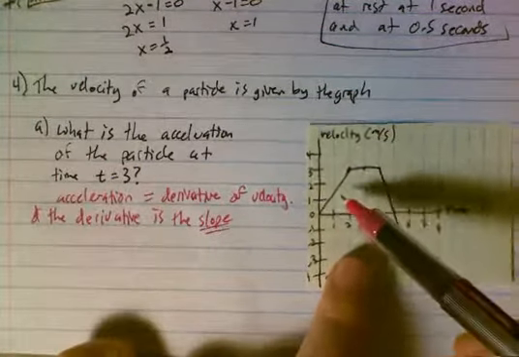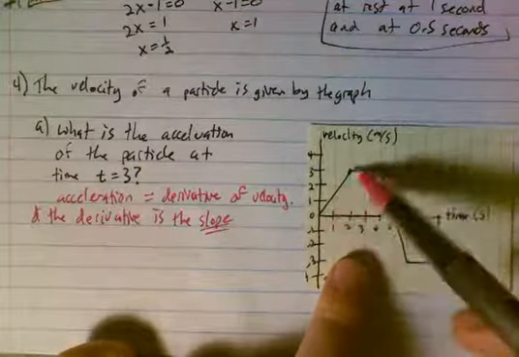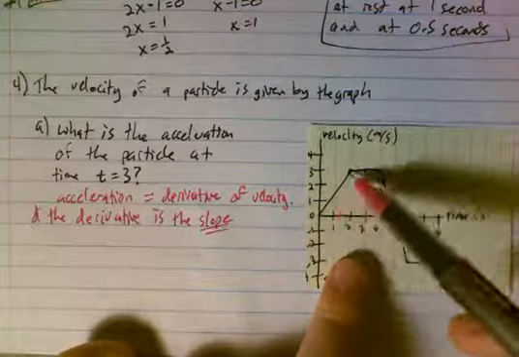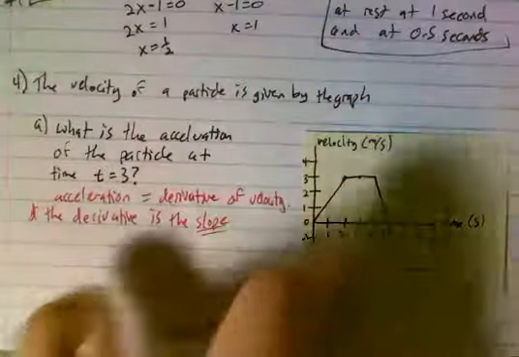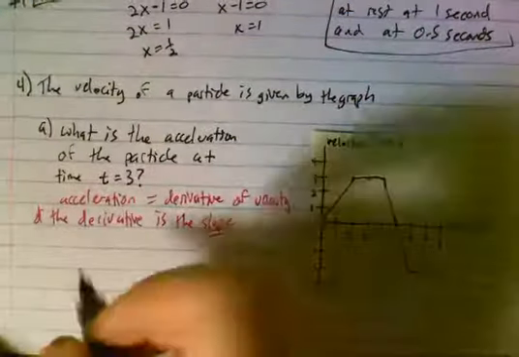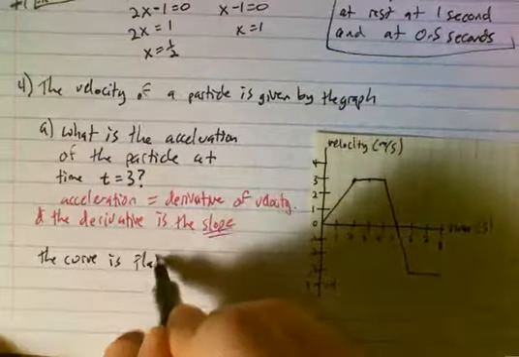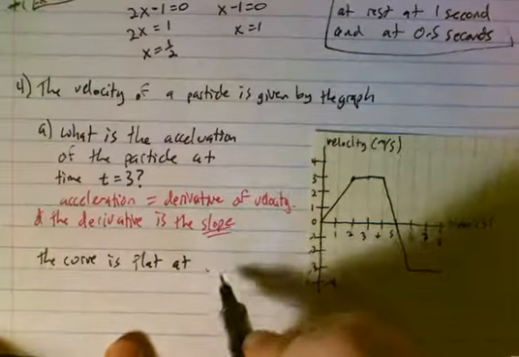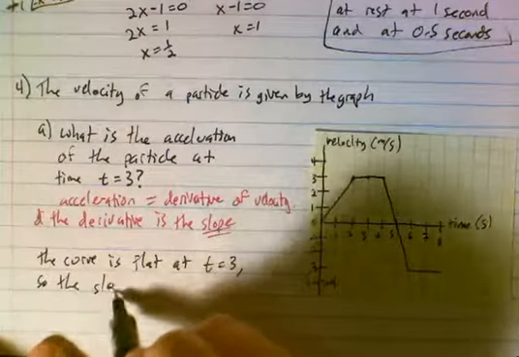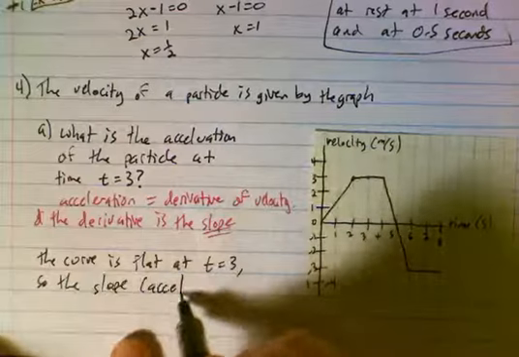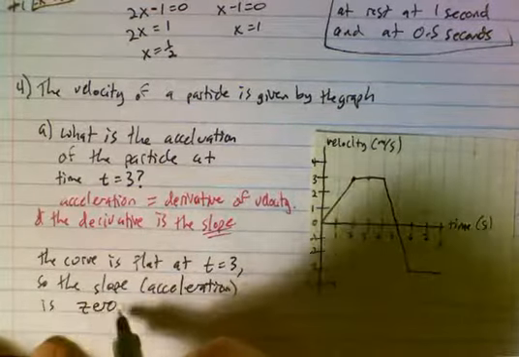If we had said, what is this acceleration at time t equals 1, we would have said, what's the slope right here? And then we would have done rise 1, 2, 3 over run 2. But because the curve is flat at t equals 3, the slope, acceleration, is 0.